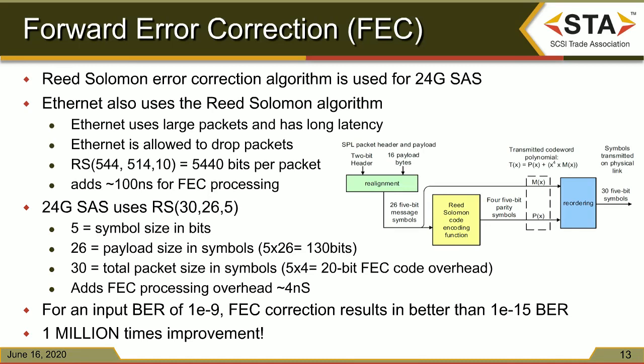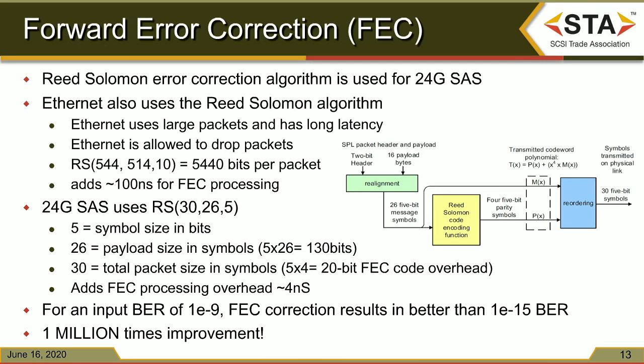So forward error correction. SAS uses the Reed-Solomon error correction algorithm. There are different types of this algorithm and they have different characteristics, but the Reed-Solomon correction has good characteristics to match with the way that SAS works. Coincidentally, the same algorithm is used in Ethernet. Ethernet has a slightly different set of requirements. They use very large packets, and that topology is allowed to drop packets as well. So they can have stuff arrive in and out of order, and it doesn't disrupt the transmission very much.